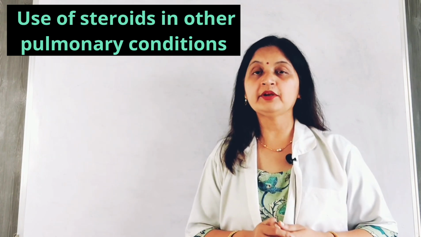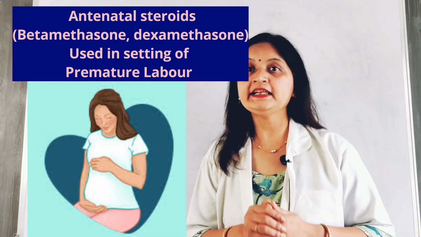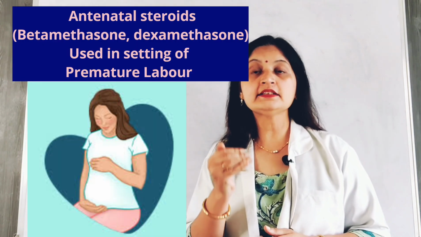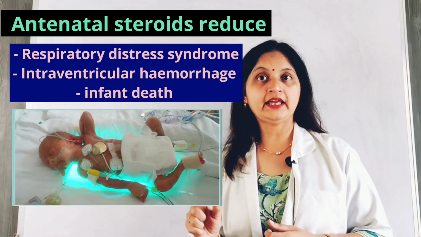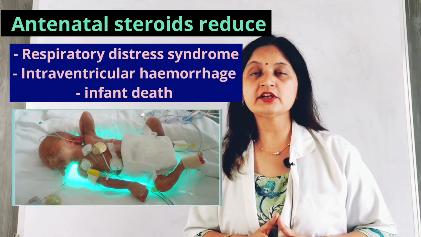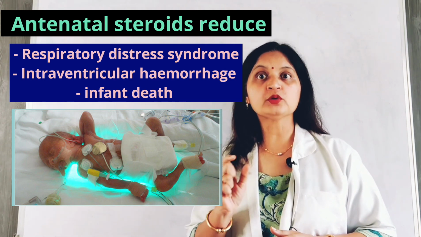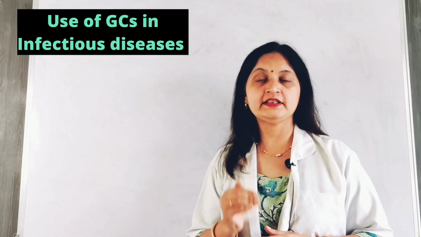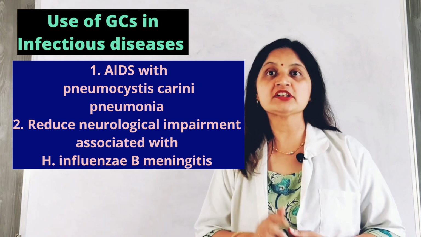When it comes to other pulmonary conditions, antenatal glucocorticoids such as betamethasone and dexamethasone are administered to women in the setting of premature labor, and this decreases the incidence of respiratory distress syndrome, and decreases the risk of intraventricular hemorrhage and death of the infant. So glucocorticoids are administered to women with definitive signs of premature labor between 24 to 36 weeks of pregnancy, and this decreases the risk of complications. Next, glucocorticoids are indicated for the therapy of specific infectious pathogens.